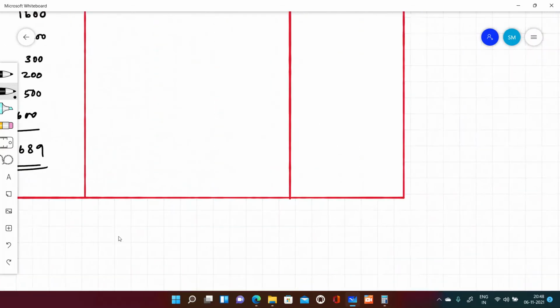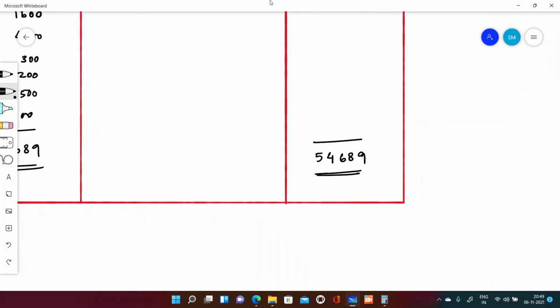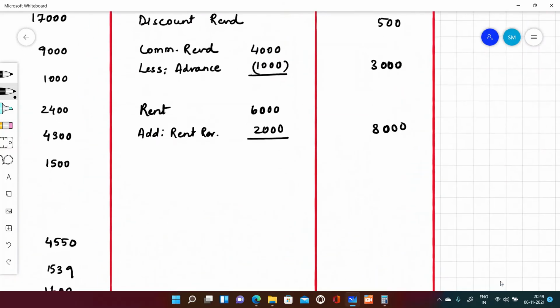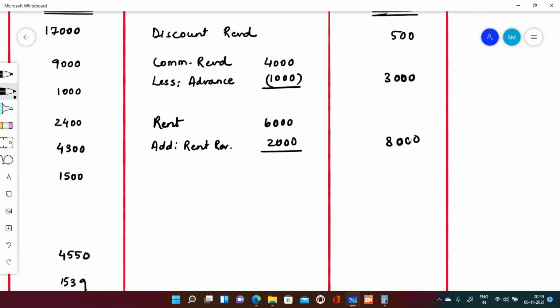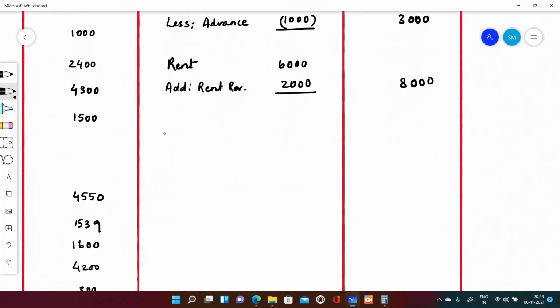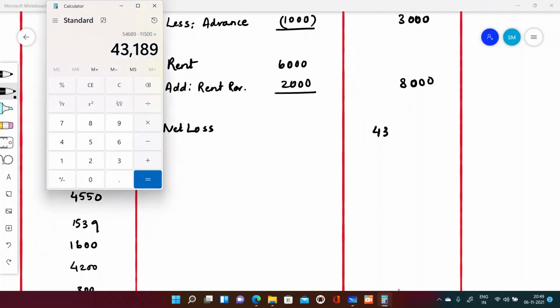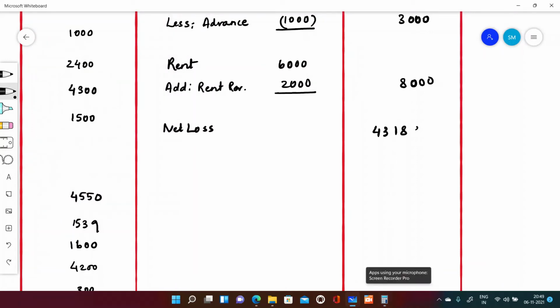Both the sides we will write the same figure, 54689. Now deduct the incomes what you have received. So that is 500 plus 3000 plus 8000, that is your 11,500. So minus 11,500. So I am getting net loss, I am getting 43, how much it is, 43189, 43189.